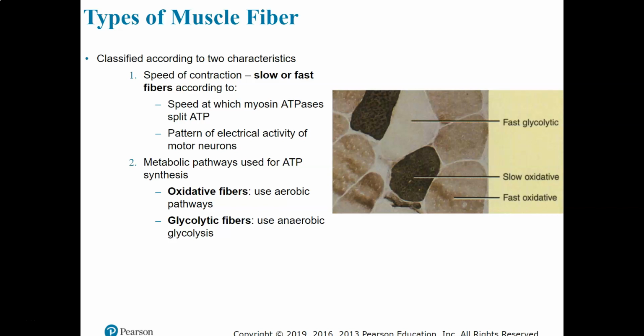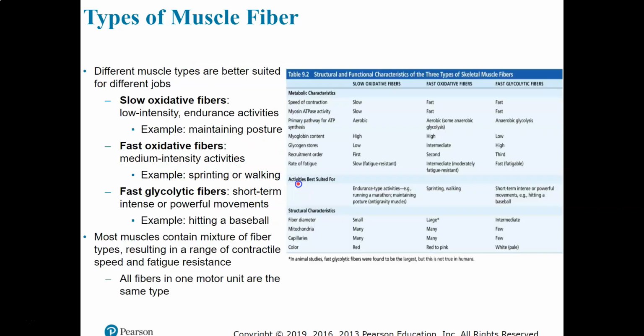We also classify based off of the metabolic pathway used for ATP synthesis, and we classify that as either oxidative or glycolytic. Oxidative fibers use aerobic pathways, and glycolytic fibers are going to use anaerobic pathways in order to produce ATP. These different types of muscle fibers are going to be better or worse at doing different kinds of jobs. So we have three different types: slow oxidative fibers, fast oxidative fibers, and fast glycolytic fibers.